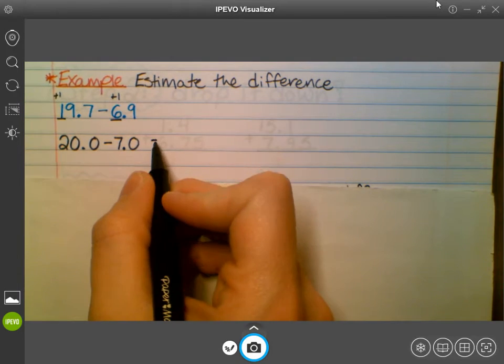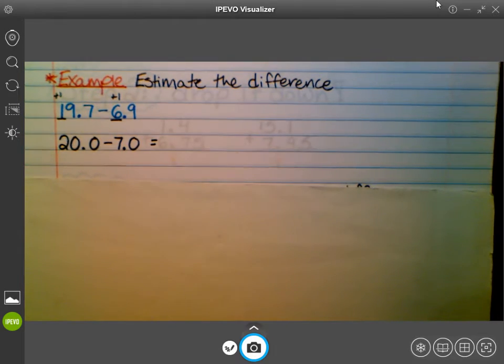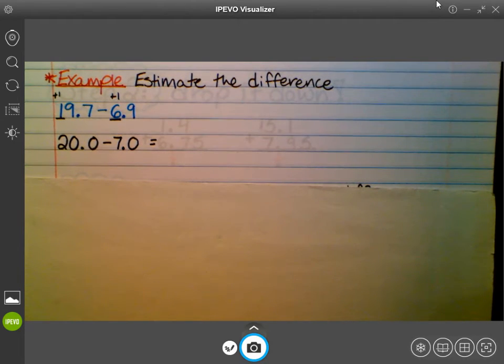So now, go ahead and solve that problem, 20 minus 7, and circle it in your notebook. When you've circled it in your notebook, put a thumbs up, and then we'll say the answer all together. Thumbs up when you have written the answer and circled it.